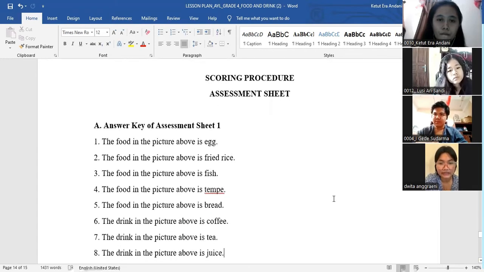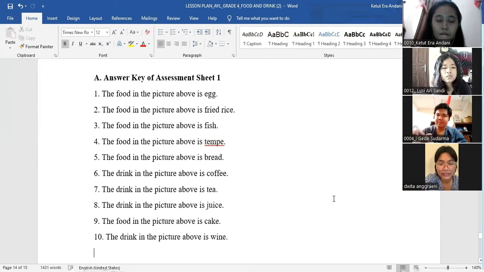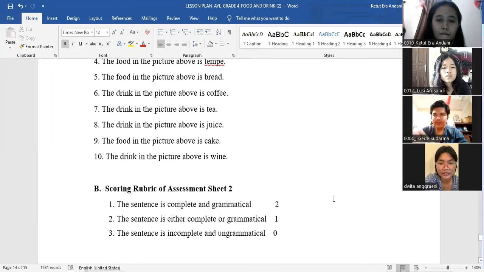And then move to the scoring procedure. Scoring procedure of assessment sheet is answer key. Answer key number 1, the food in the picture above is egg. And for the answer key number 2 until 10, you can see from the screen. And then move to the scoring procedure number B is scoring rubric. Scoring rubric of assessment sheet 2 is the first, the sentence is complete and grammatical, get 2 points. The second is the sentence is either complete or grammatical, get 1 point. And the third, the sentence is incomplete and ungrammatical, get 0 point.